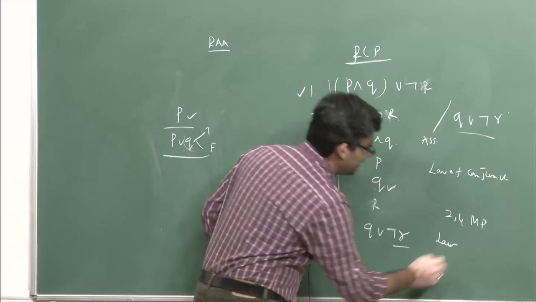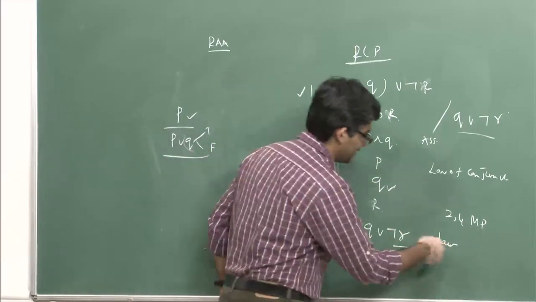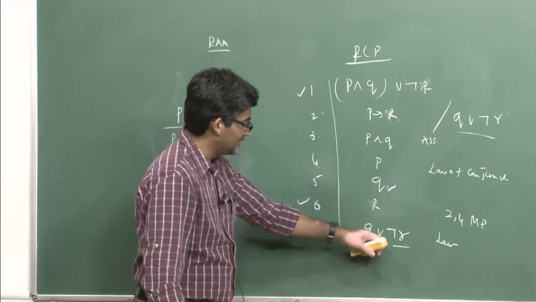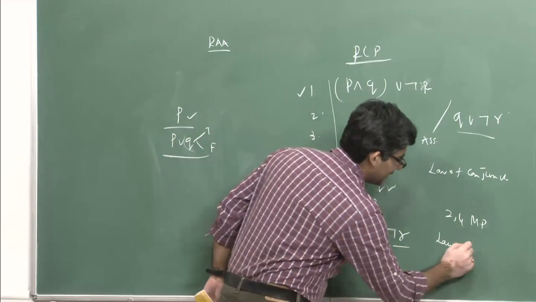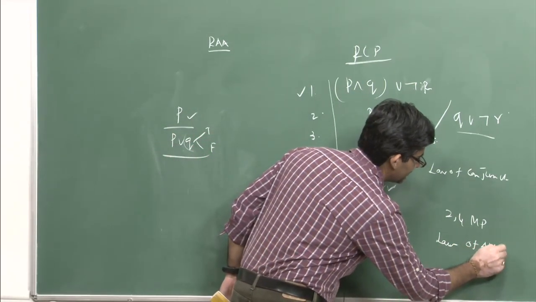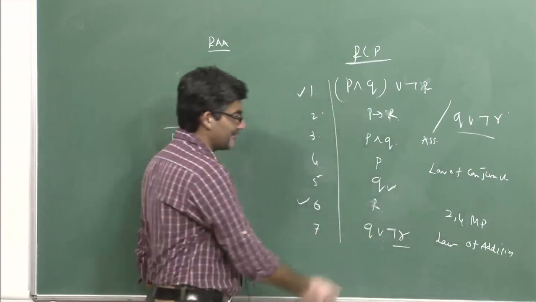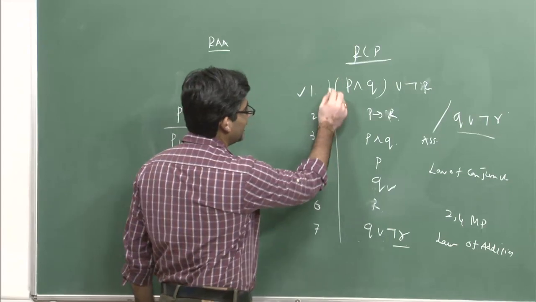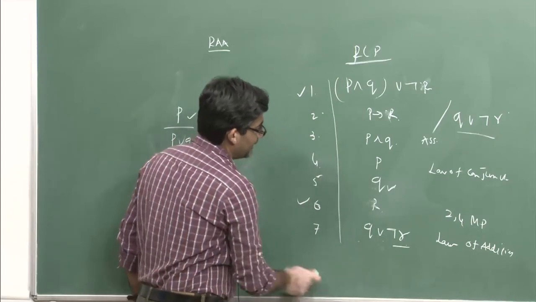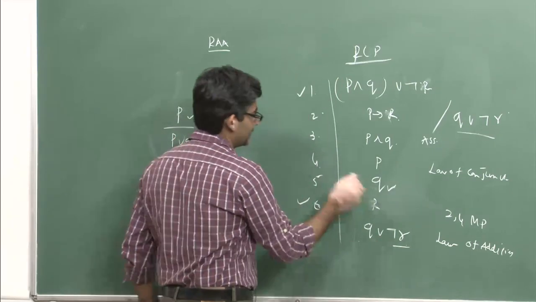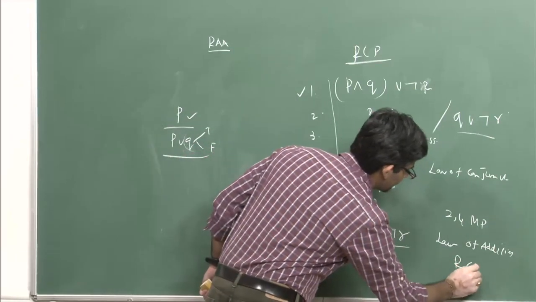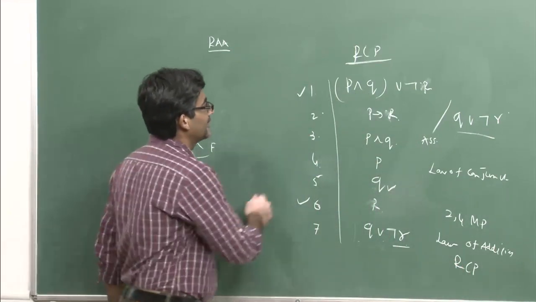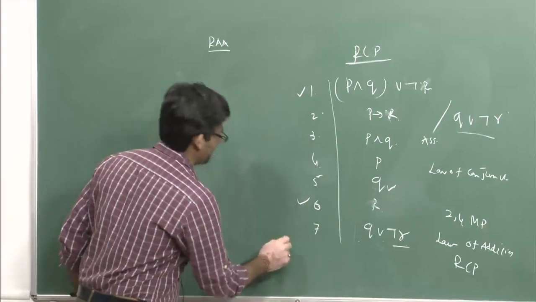Now we need to write the justification on the right hand side, otherwise we will not be able to make out what exactly we have done. So it is the law of addition, which justifies why we are writing this step. Now you draw a line from here to here, and this is what I can call the rule of conditional proof.